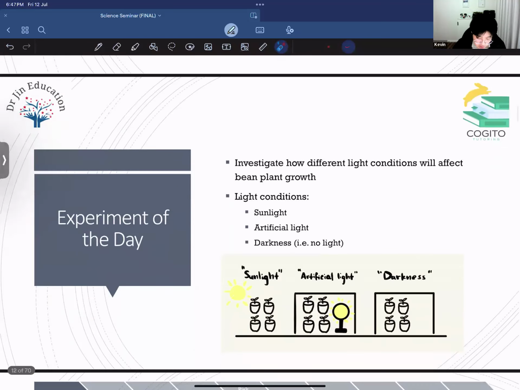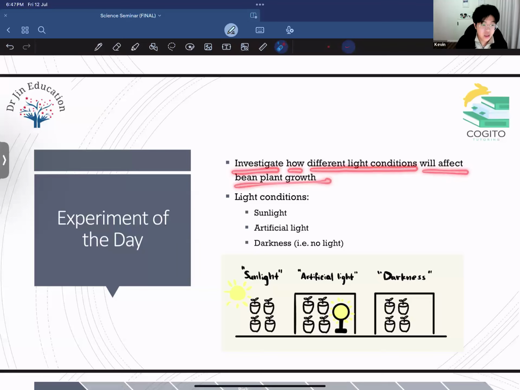Now, in order to actually give you those examples, I have to come up with an imaginary scenario or imaginary experiment. So this is the experiment of the day. Maybe not day, but night, of tonight. This is the experiment that we're going to focus on: investigate how different light conditions will affect bean plant growth. Obviously you guys know, in order for plants to grow, they need water, they need sunlight and whatnot. But here I'm investigating how different light conditions will affect bean plant growth.